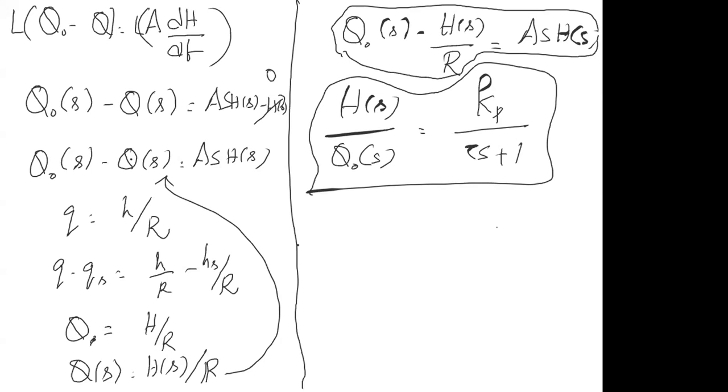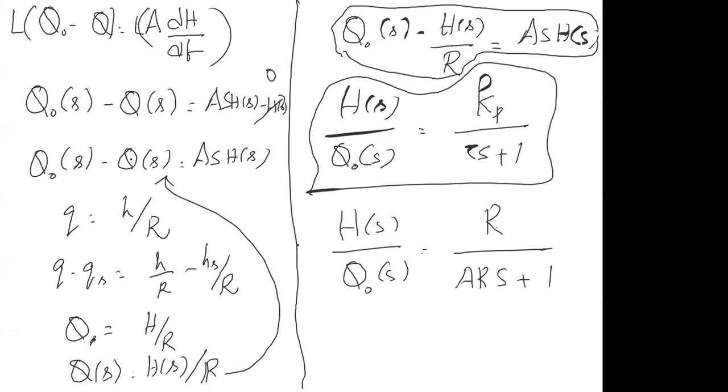So I just wanted you to write in the standard form Kp by tau S plus 1. So what you get is H of S by Q naught of S. In this form, you get R by A R S plus 1. So I'll tell you what Kp and tau are and what their importance is.